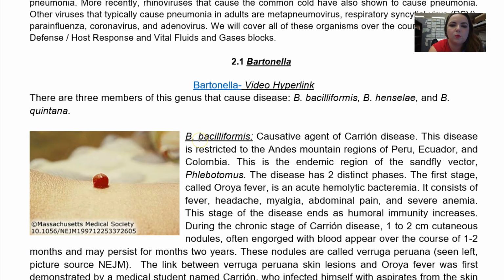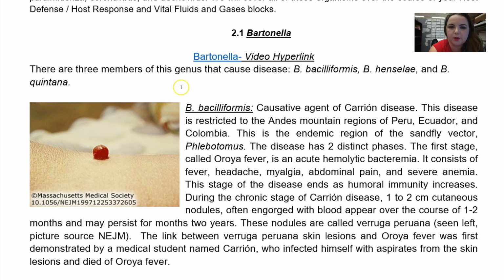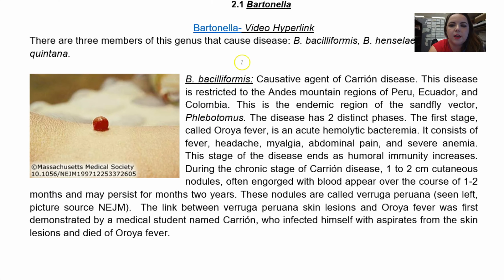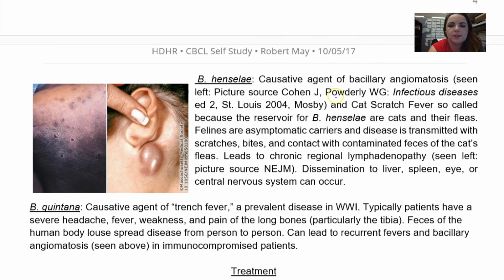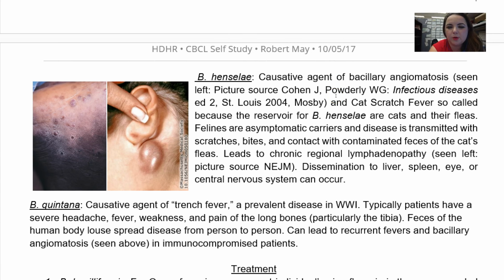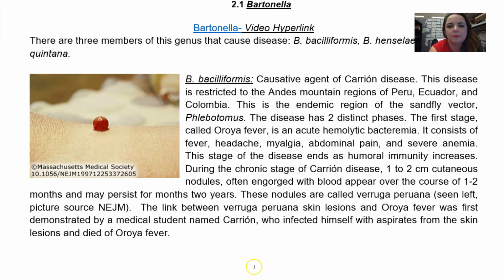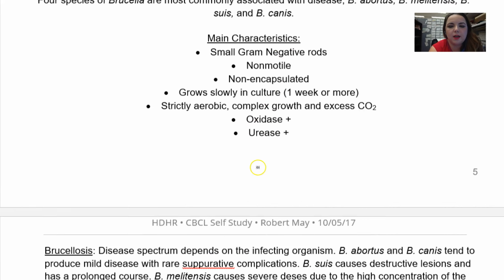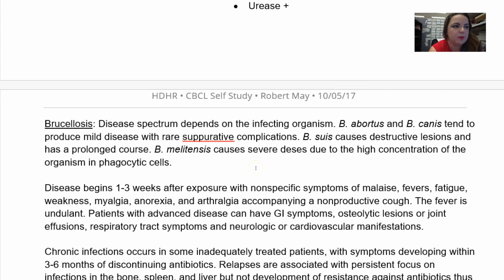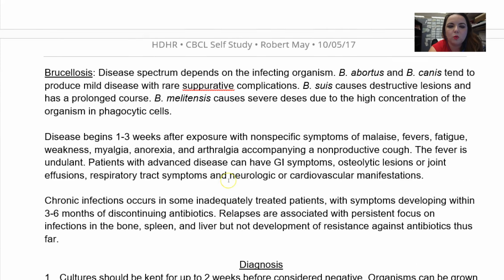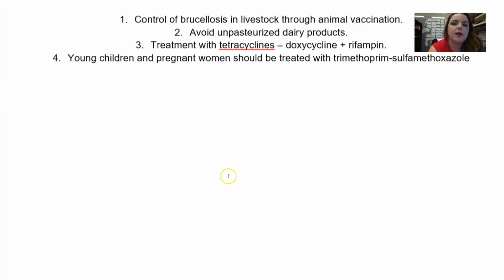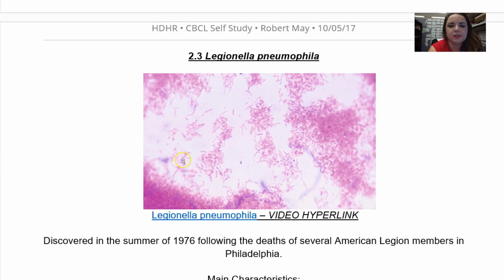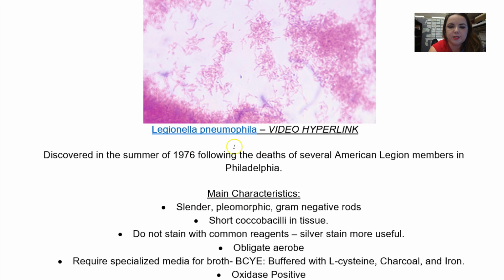Okay, so we go through a whole bunch of random bugs here. There's the Bartonellas, which cause some things that are similar to pneumonia and some that aren't. So like B. quintana, B. henselae, and B. bacilliformis. You can go through all of those. They're pretty rare. There's Brucella. This is one we actually associate with people who spend a lot of time with livestock. And then there's Legionella pneumophila, which I go into pretty good detail on.